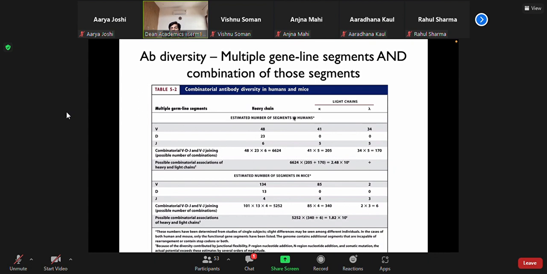Who had this question? Vishnu? Why is the number of V segments decreased in the mice from 134 to 101? No, which one are you saying? 134 to 101, when we are multiplying, it's 101. I think this is wrong. Or it could be that some of these are pseudogenes, which are pseudo segments that are not utilized. But essentially, the number has to be a multiplication of these segments, so maybe this is a mistake. Actually, this is a mistake, I think.